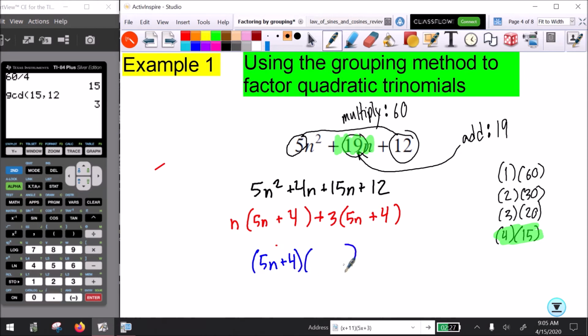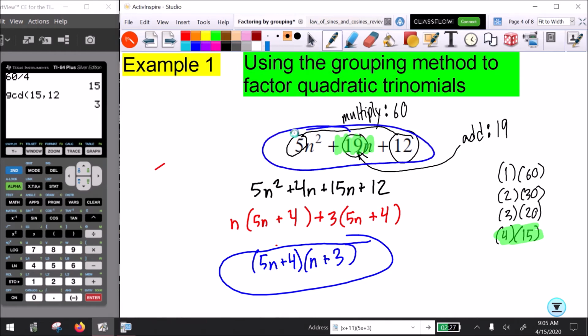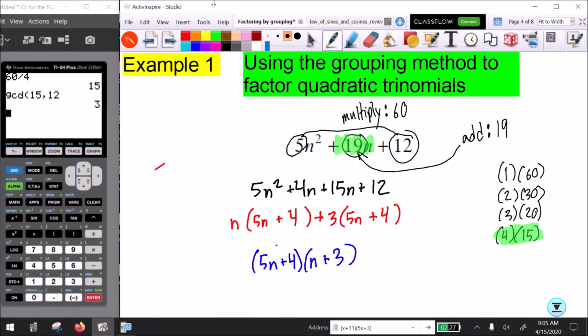When I factor out the 5n plus 4 from this first part of the expression, I'm left with an n. When I factor out the 5n plus 4 from the second part, I'm left with a 3. Done. That's our answer. So if you want to check your work, you could actually FOIL this answer and verify that it does equal this original problem. I'm not going to do that here. Another example.